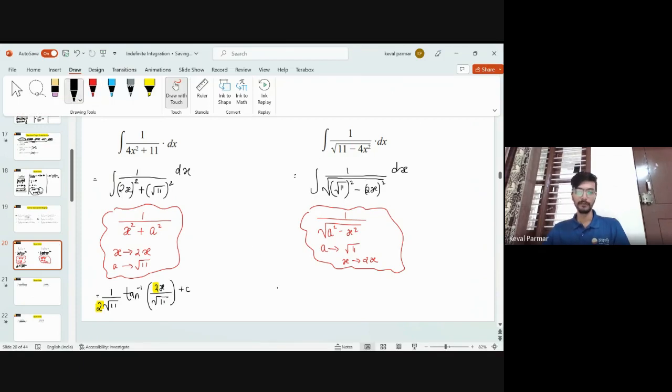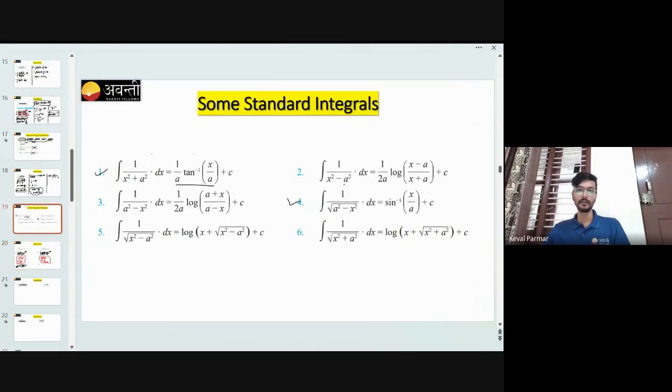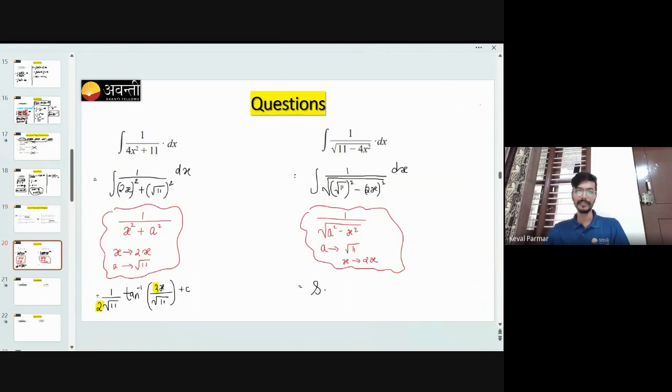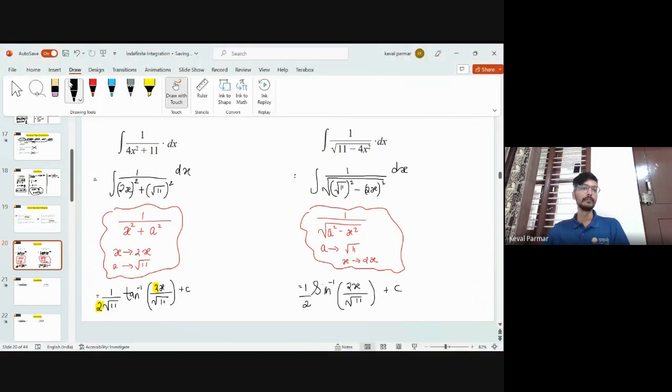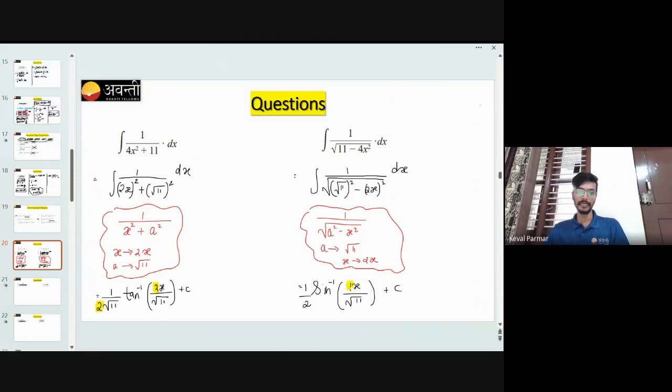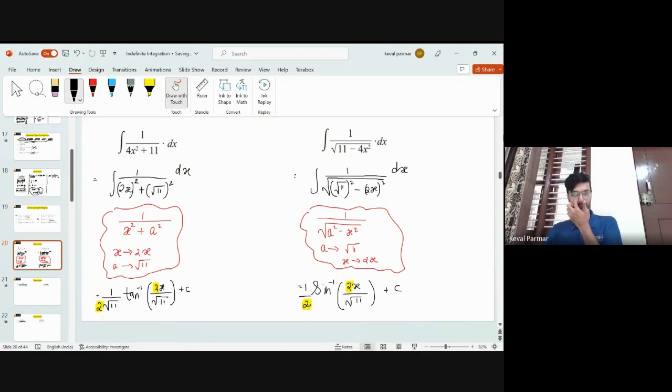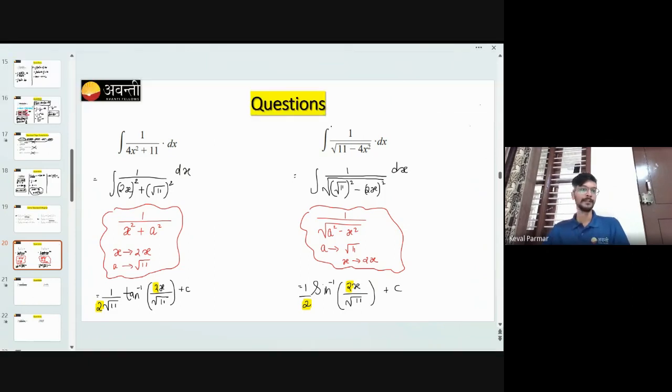So again, what will be my answer? I will get sine inverse of x by a plus c, but don't forget 1 upon 2. Why 1 upon 2? Because it is the coefficient of x. Got it? So these are simple examples for those formulae.